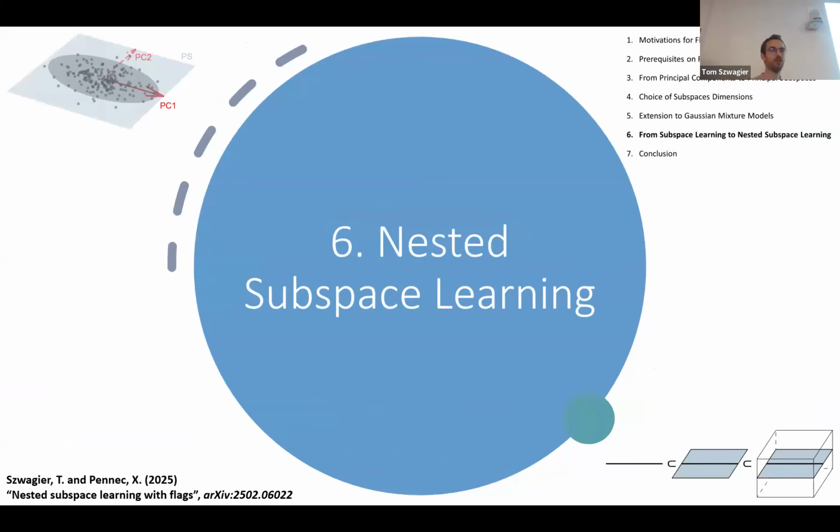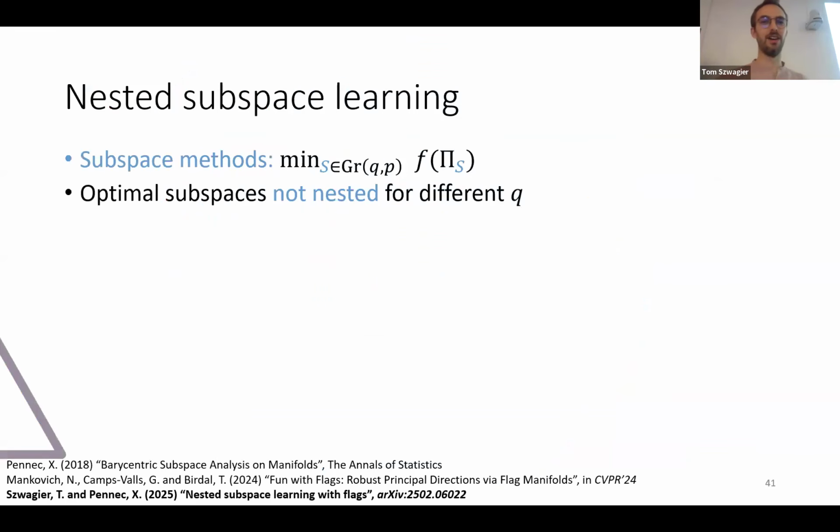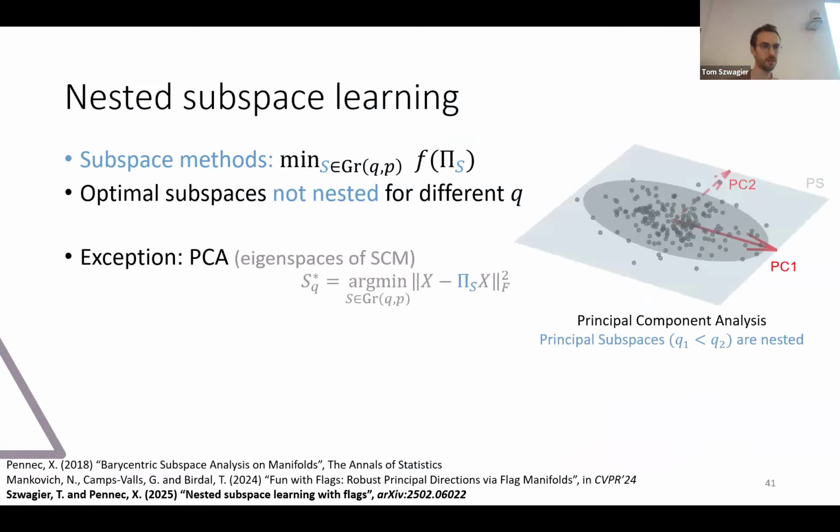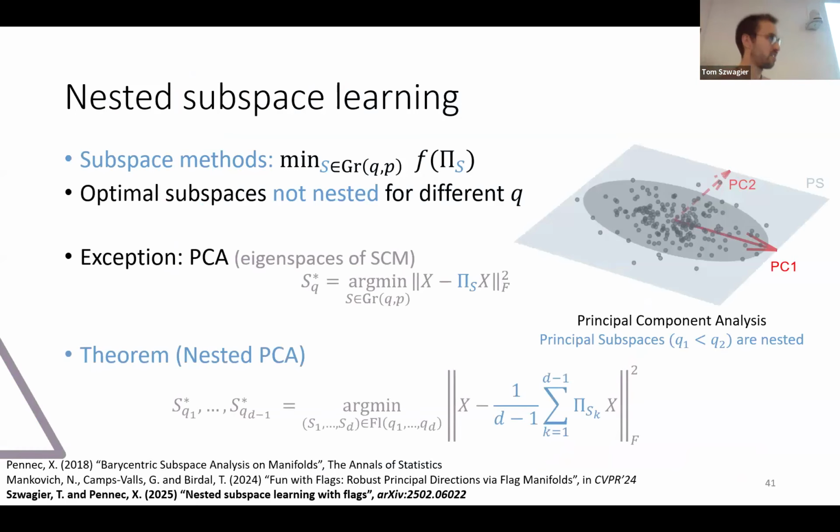Okay, and now let us go to the final extension, which is the one beyond Gaussian models. If you remember what I said in the introduction, you have this issue in subspace methods that when you run subspace optimization problems at different dimensions, in general, they won't be nested, which raises an important issue of consistency. The sole exception to that is principal component analysis, where we know that almost surely the optimal subspaces at different dimensions will be nested.